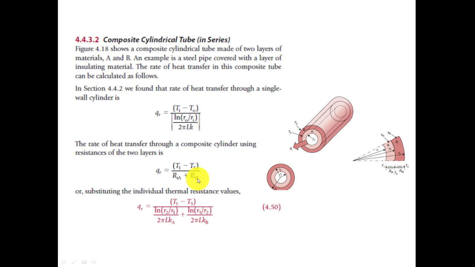So what will be the value of RtA? RtA will be the natural logarithm of Ro divided by Ri, where Ro is the outer radius. So in the first case, the outer radius is R2 and the inner radius is R1. Fine. And divided by 2 pi L KA. KA represents the thermal conductivity of layer A. And in the second case, it will be the natural logarithm of R3 by R2.